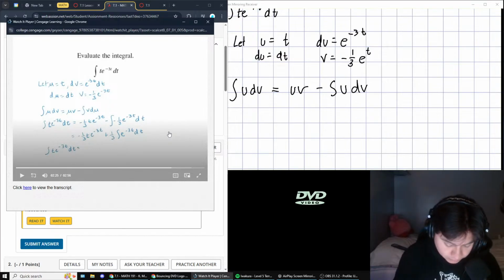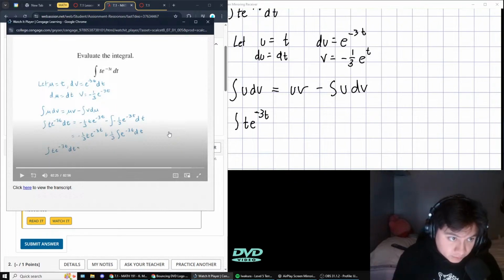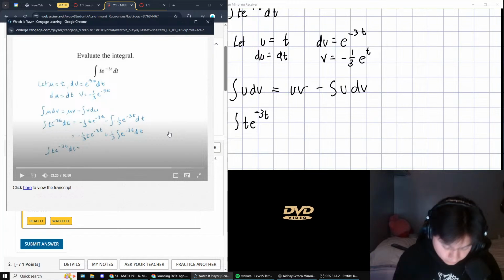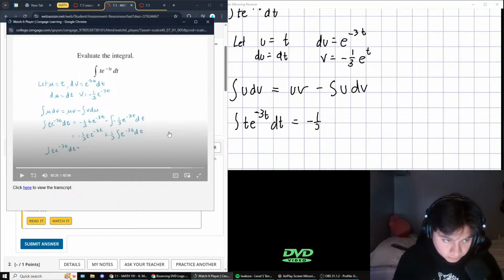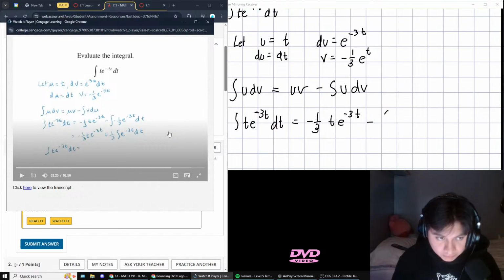Right, so then the integral of t e to the negative 3t, with our dv and our u being t, is negative 1/3 t e to the negative 3t minus 1/3.